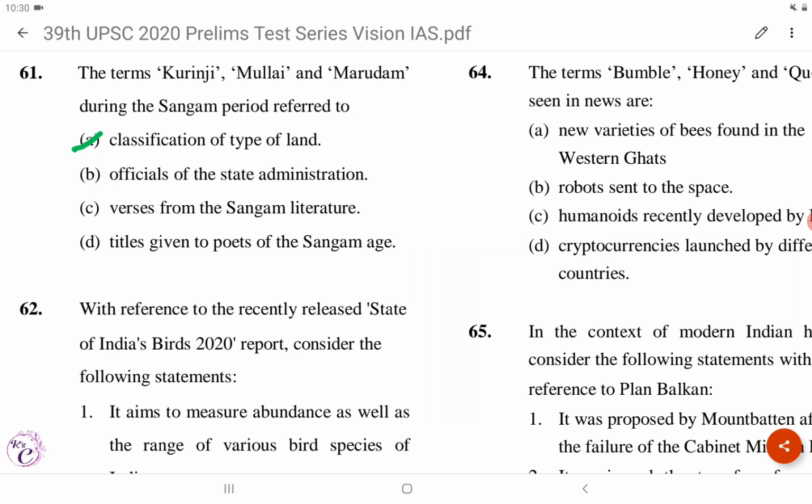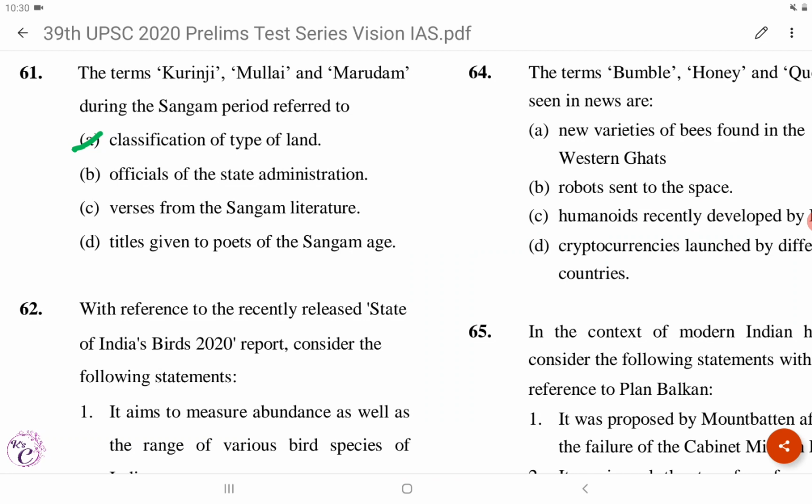So Tolkappiyam refers to the five-fold division of lands. Kurinji, that is hilly tracts. Mullai, that is pastoral. Marudam, that is agricultural. Neithal, that is coastal. And Palai, that is desert. The people living in these five divisions had their respective chiefs' occupation as well as gods for worship.